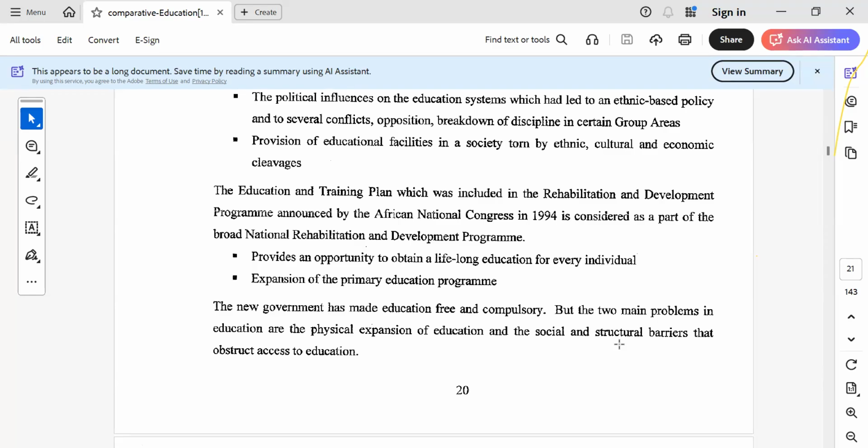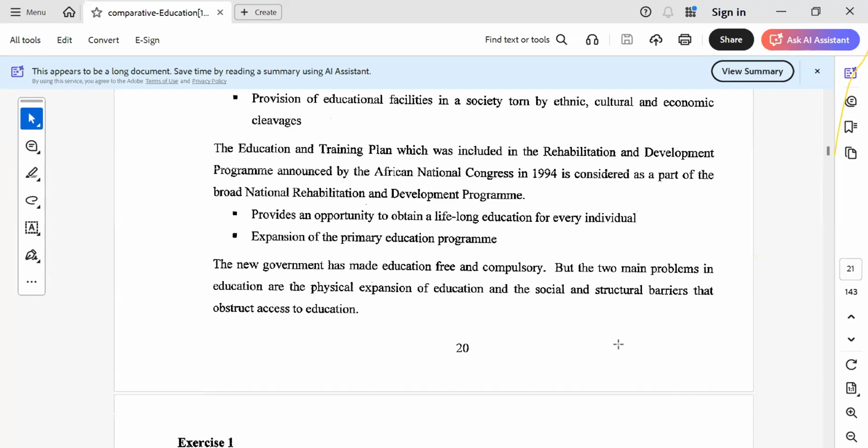So after 1990, you can see some changes in educational policies, right? Provides an opportunity to obtain lifelong education for every individual. Expansion of the primary education program. They got a new government, right? And that government made education free and compulsory, right?